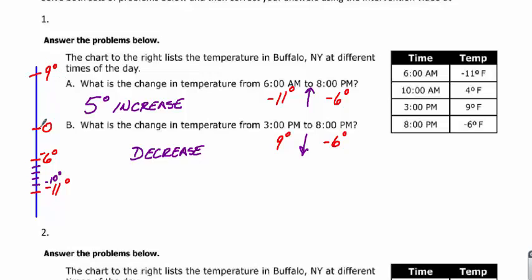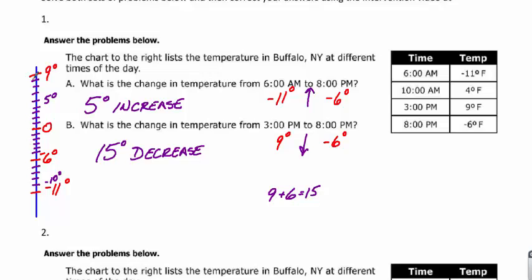Well, from 9 to 0 is 9, and from 0 to 6 is another 6. So if we take the 9 from 9 to 0 plus another 6, it had a 15-degree decrease in temperature. We could count that. Let's do 9, 8, 7, 6, 5. We'll mark the 5. 4, 3, 2, 1, 0. 1, 2, 3, 4, 5, 6. And if we counted these, we would count 15 spaces.